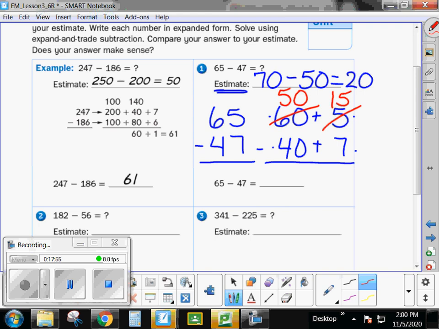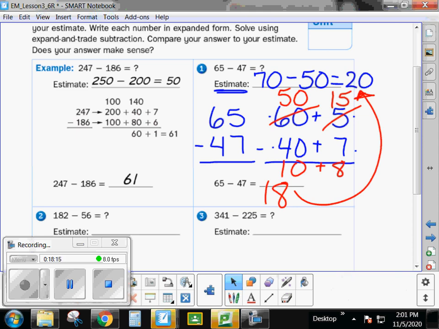Now I have more on top in each place value. I'm good to subtract. 50 minus 40 is 10. 15 minus 7 is 8. When I put those two together, my answer is 18. Is it close to my estimate? Yep, 18 is pretty close to 20, so I'm pretty safe in saying I probably did that one correct.